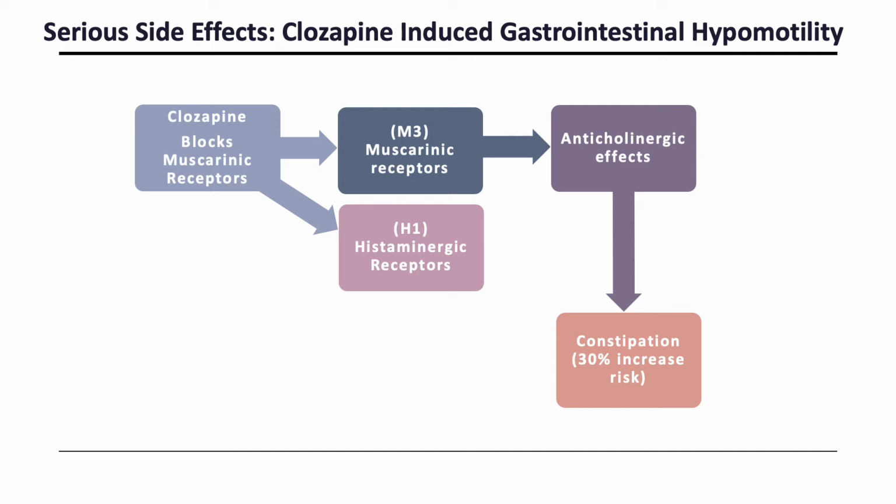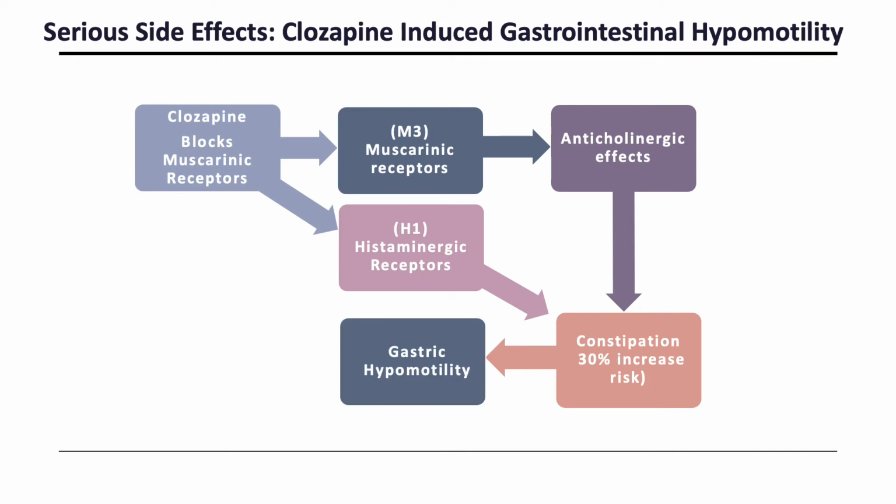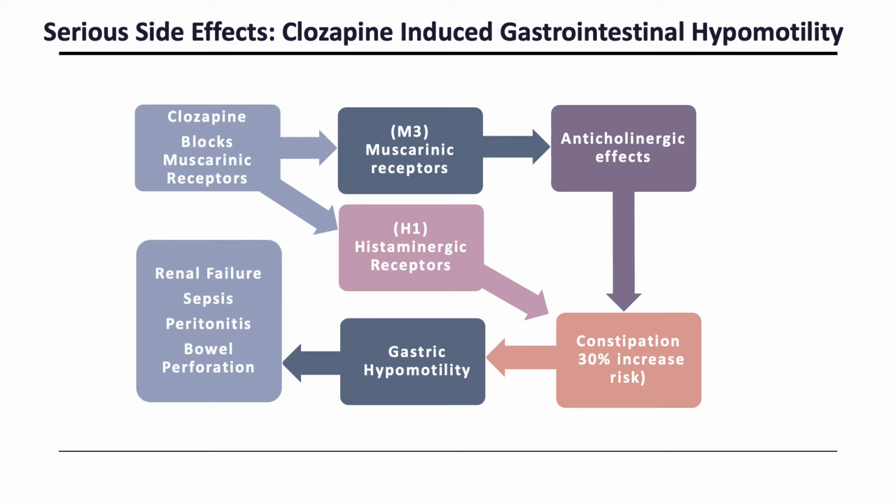Clozapine causes constipation by slowing transit times through the gut, which means times can be 4 times longer than normal. Gastric hypomotility can lead to sepsis, peritonitis, renal failure, and bowel perforation.